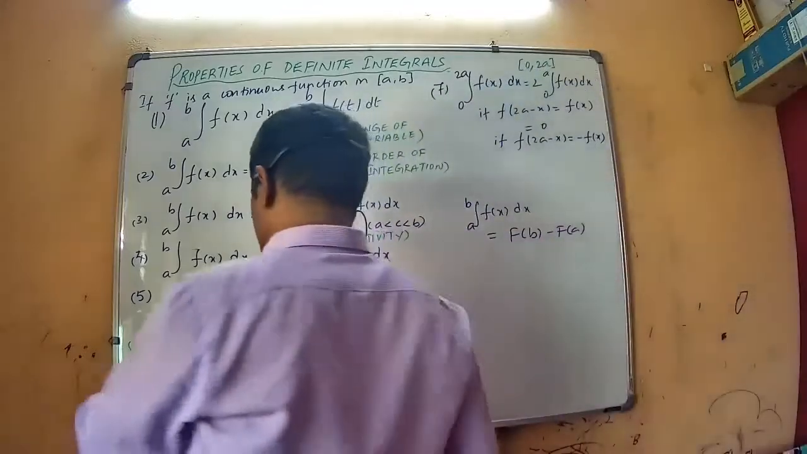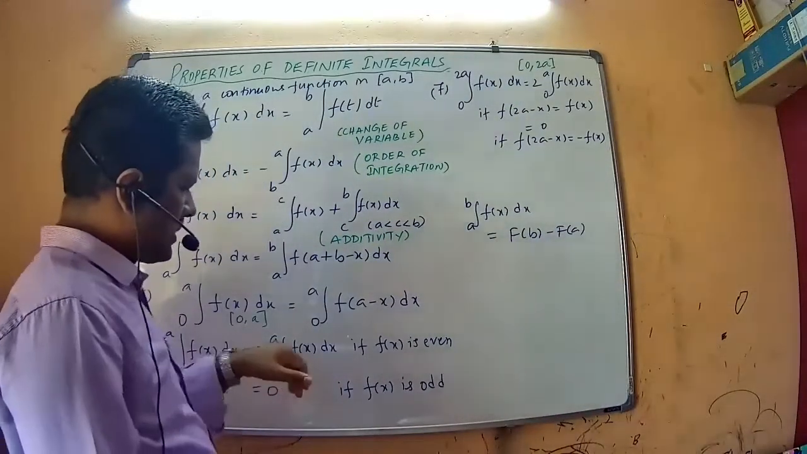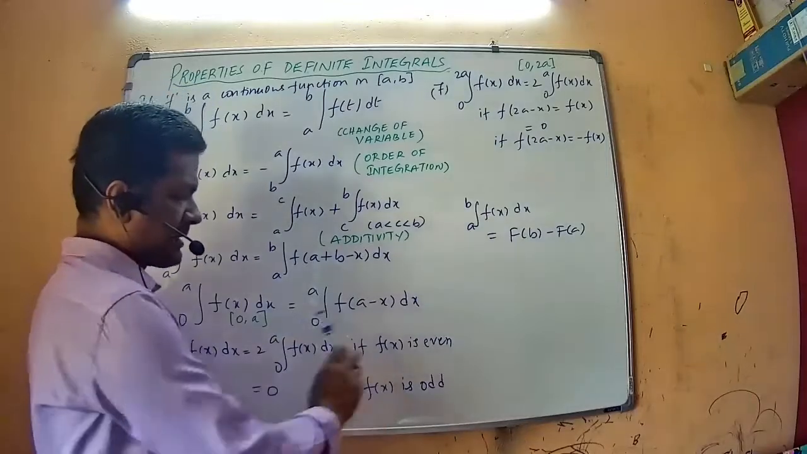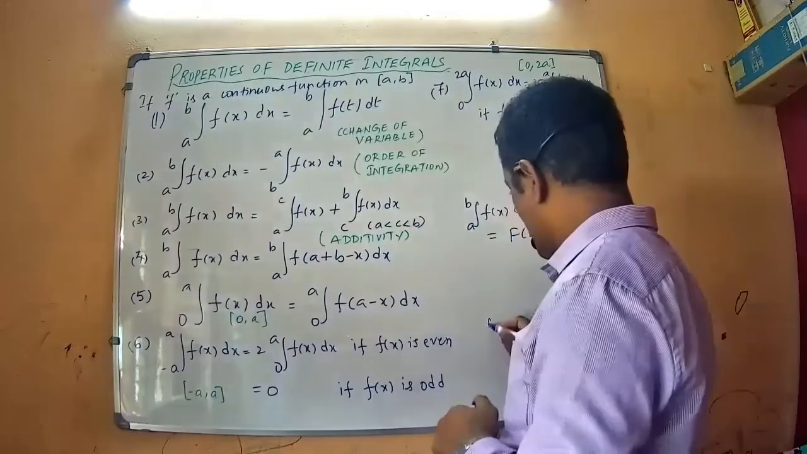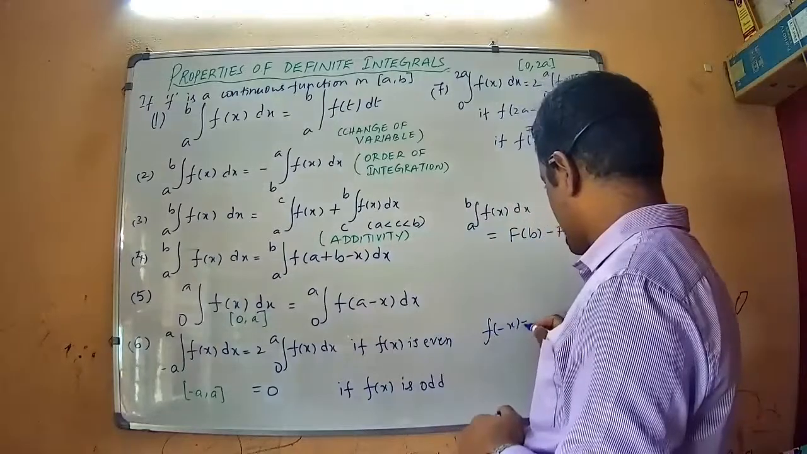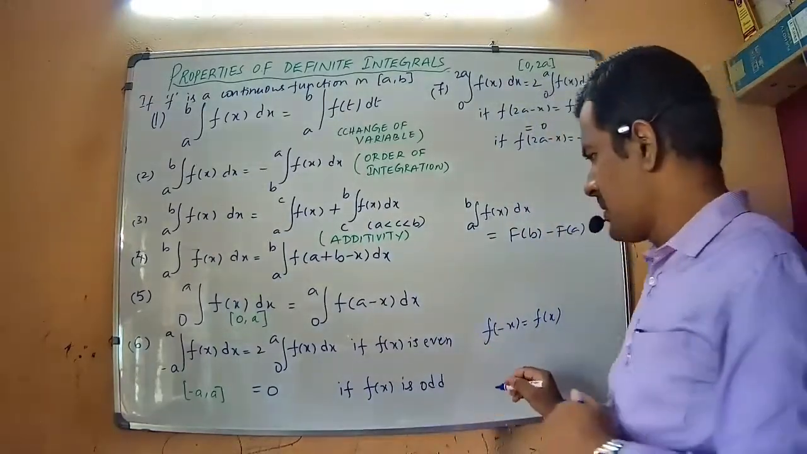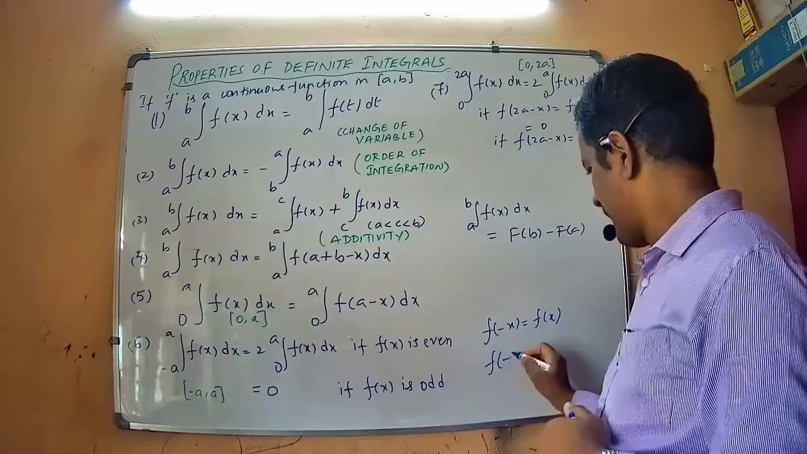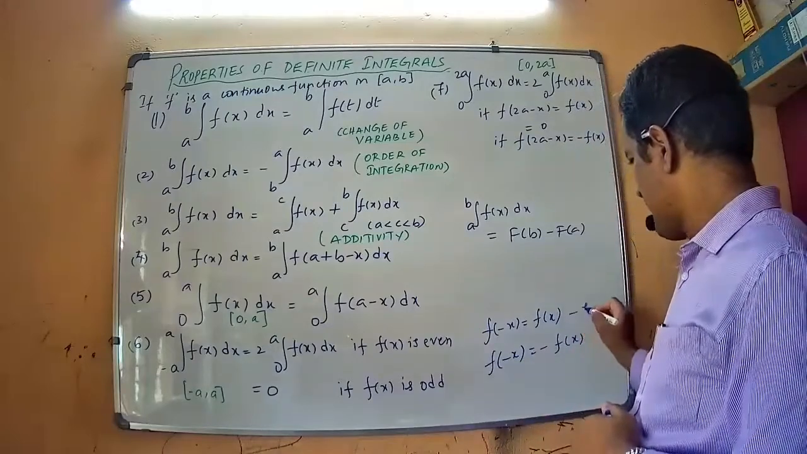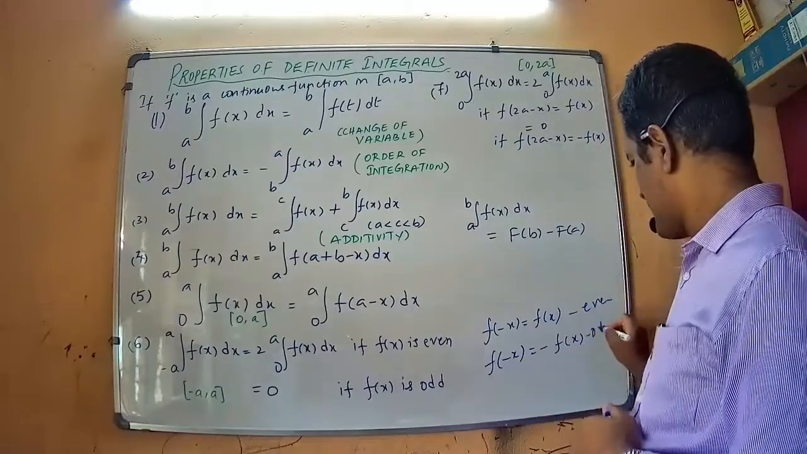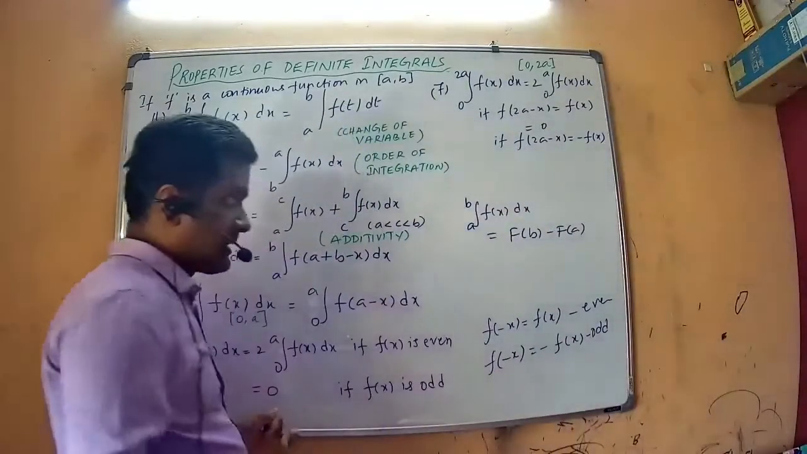Now, the sixth one is: the integral from minus a to a of f(x) dx is 2 times the integral from 0 to a of f(x) dx, when f(x) is even. What is an even function? If you are able to write f(minus x) as f(x), I say the function is even. If you are able to write f(minus x) as minus f(x), then we can say the function is an odd function. So if it is odd, the value of the integral is 0.